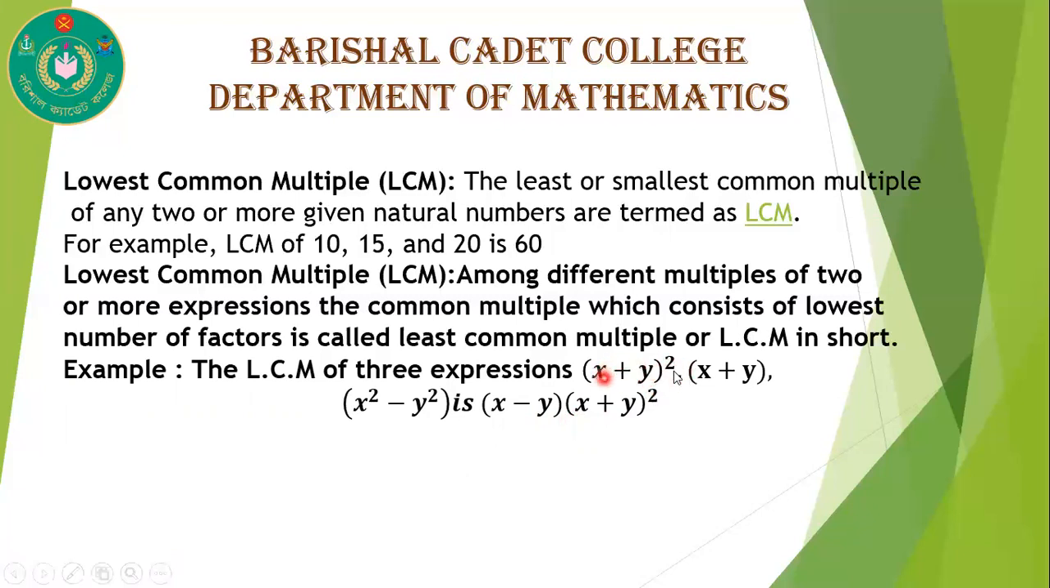Here we can write (x plus y) whole square as (x plus y) into (x plus y). x square minus y square is equal to (x plus y) into (x minus y). Here (x plus y) into (x plus y) are common. That's why you can write (x plus y) whole square and (x minus y). That means the LCM of the given expressions is (x minus y) into (x plus y) whole square.